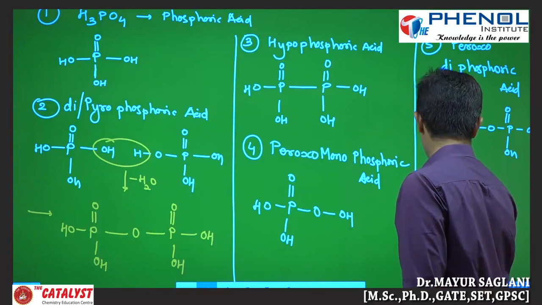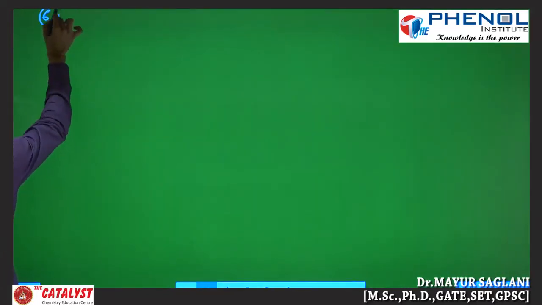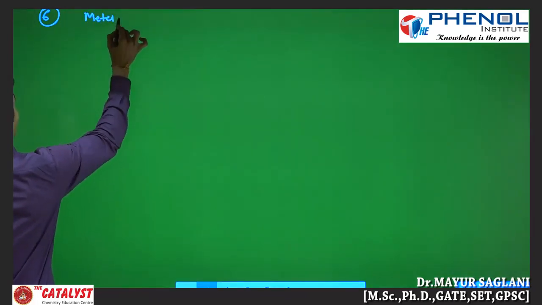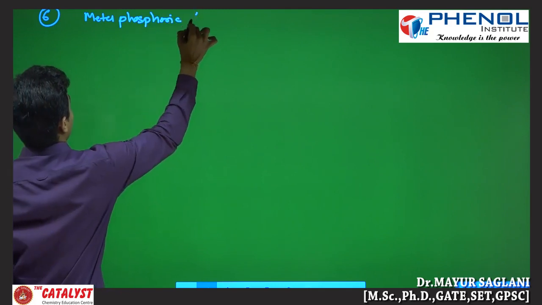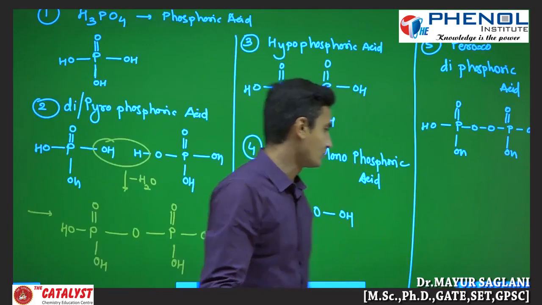Next we will see the 6th acid. Those all are phosphoric acids. Now there is one more phosphoric acid which is in the polymeric form, and that is called metaphosphoric acid. And one more thing about oxidation state I will let you know.